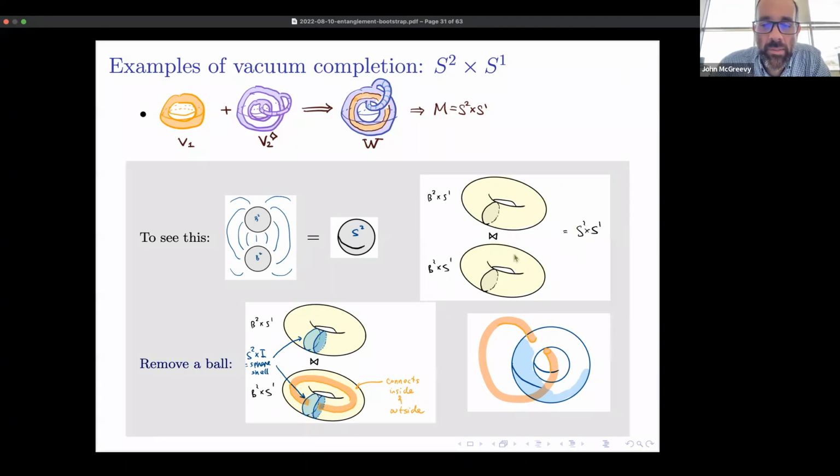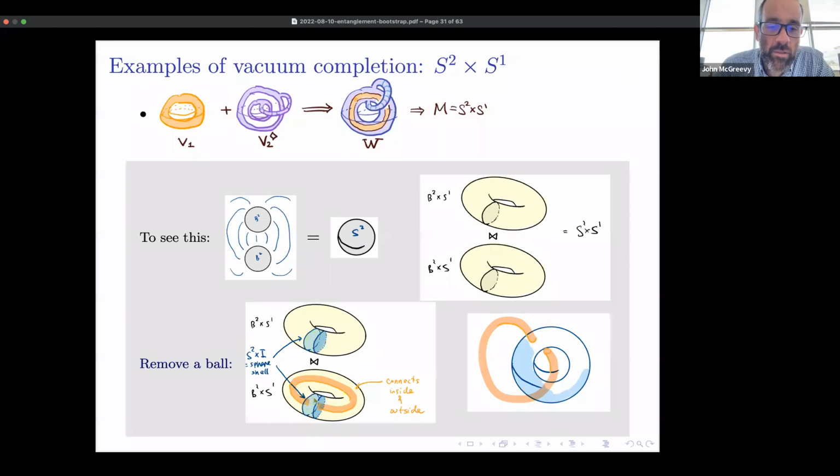And so think of S2 times S1 as taking a ball times a torus and gluing each of those balls in the way that we did here. So this gray thing and this gray thing is a copy of this picture. I glue them together along their boundaries. So I take these 2 solid tori and glue them along their boundaries. That gives me S2 times S1. And if I remove a ball from this, I can enlarge the thing I've removed so that all that's left is this orange tube.